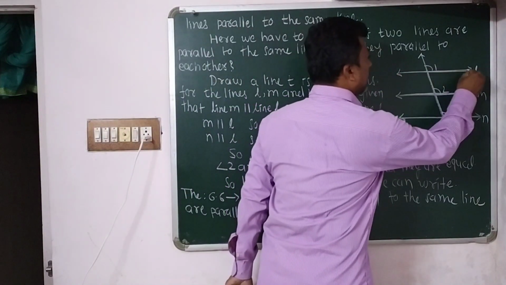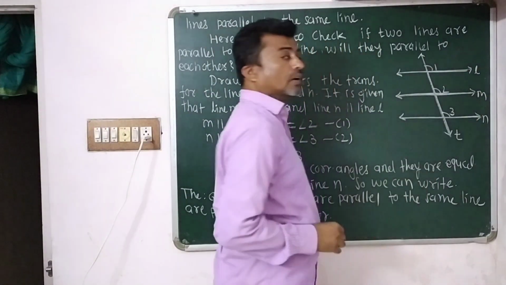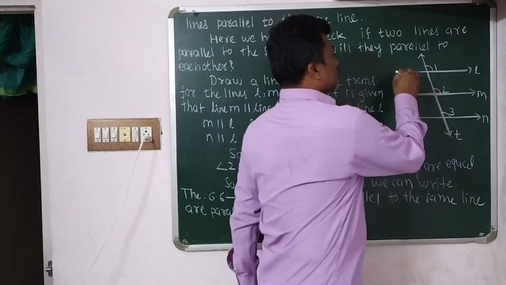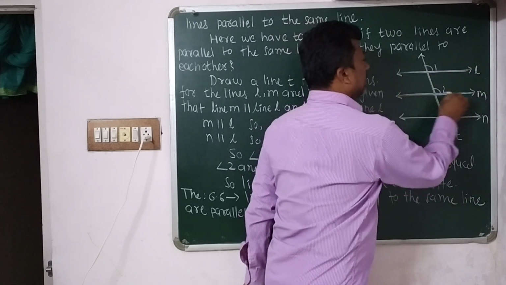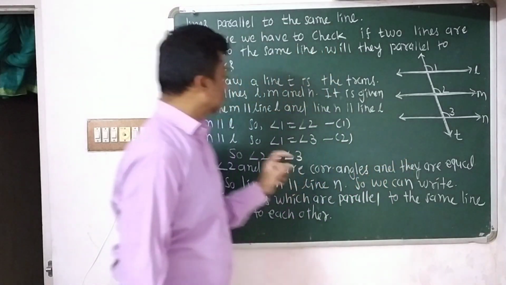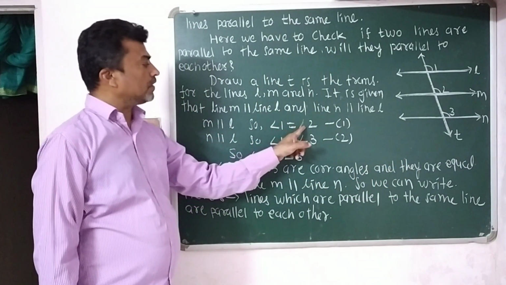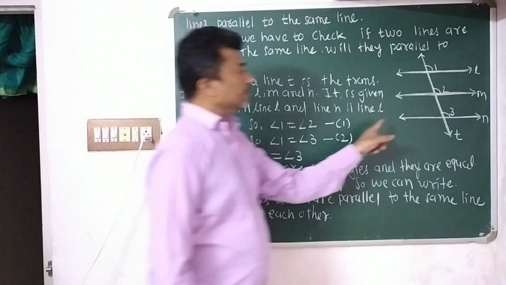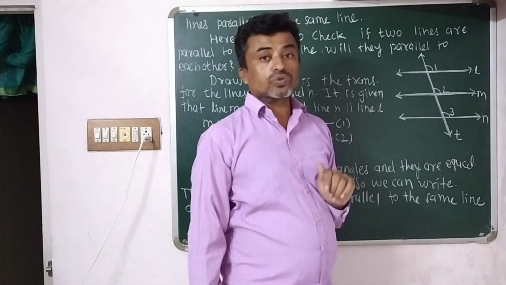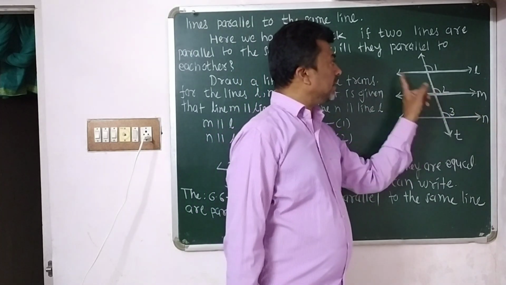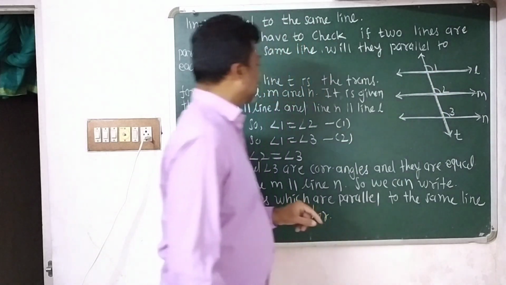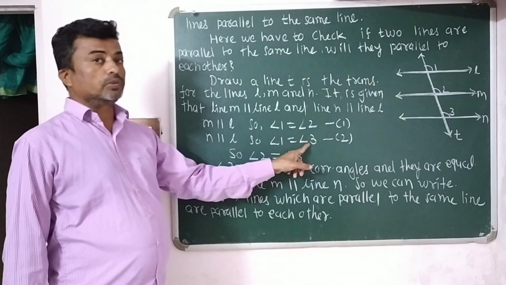So see children, line L and line M are parallel to each other. It is angle 1, angle 2 and angle 3. Since line L and line M are parallel, angle 1 is equal to angle 2. In the same way, line N and line L are parallel to each other, as also given to us. So angle 1 is equal to angle 3.